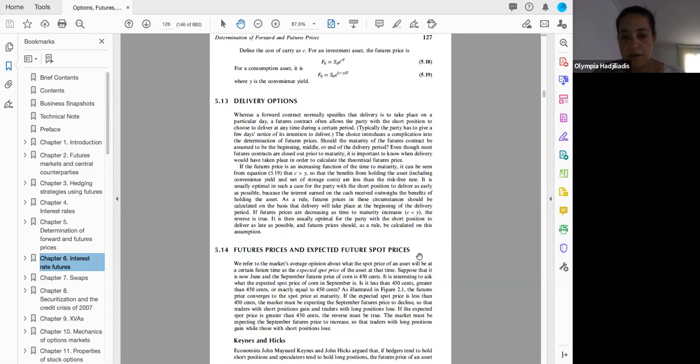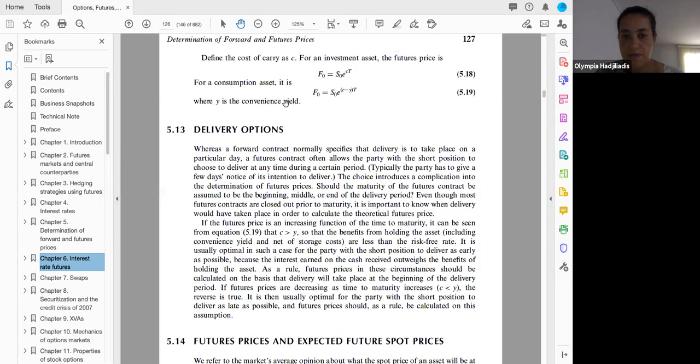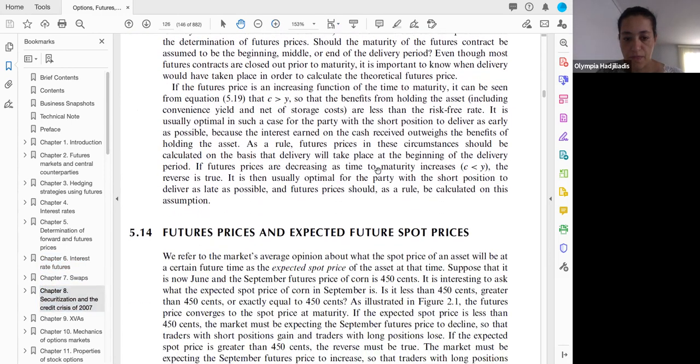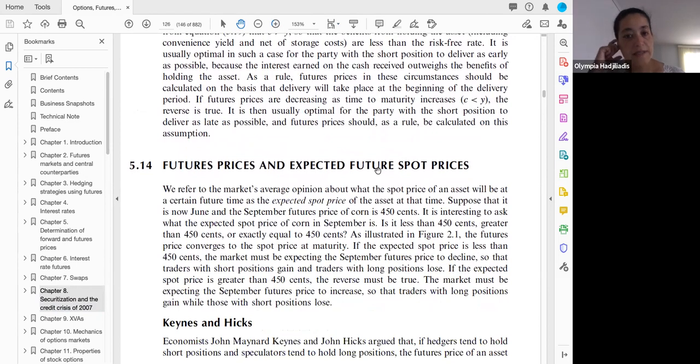So the topic of conversation there is basically futures prices and expected future spot prices. So we refer to the market's average opinion about what the spot price of an asset will be at a certain future time as the expected spot price of the asset at that time.